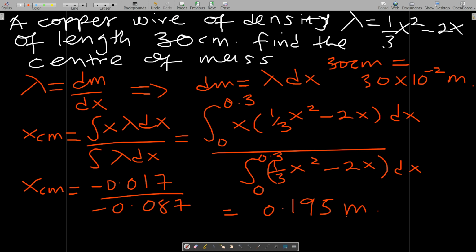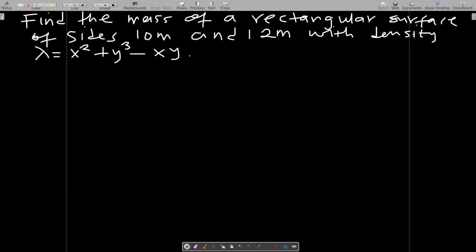All right, so let's go to the next question. Find the mass of a rectangular surface of size 10 meters and 12 meters with density lambda equals x squared plus y cubed minus xy. With this we have to recall some formula. We said that in 2D, lambda is equal to dm over dA, where dA is dx times dy.